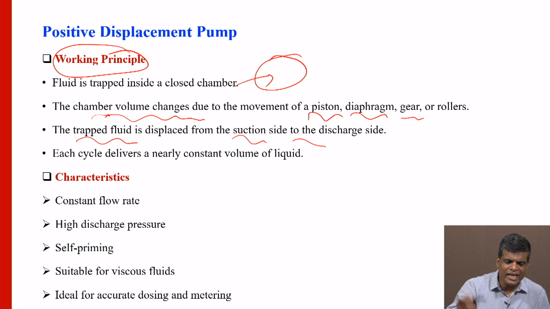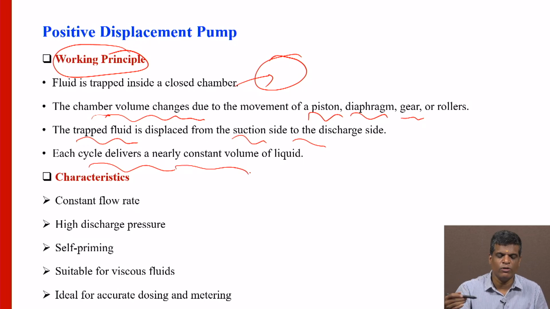Each and every cycle delivers a nearly constant volume of liquid. For example, the flow rate, everything, they try to maintain constant each and every cycle if you measure it.